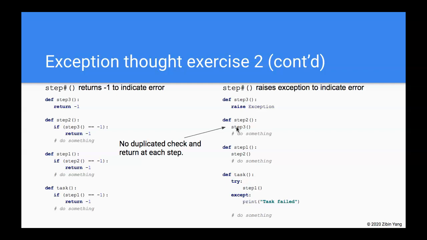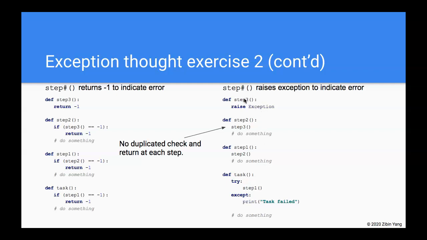So here, when an exception is raised in step 3, it's propagated, and if step 2 doesn't handle it, then it's propagated up to the caller of step 2, which is step 1. And again, step 1 doesn't have to explicitly handle it. It's automatically propagated up to the caller of step 1, which is task. And then the top level task can handle the exception and see that, oh well, somewhere deep down in the call chain, an error actually occurred.